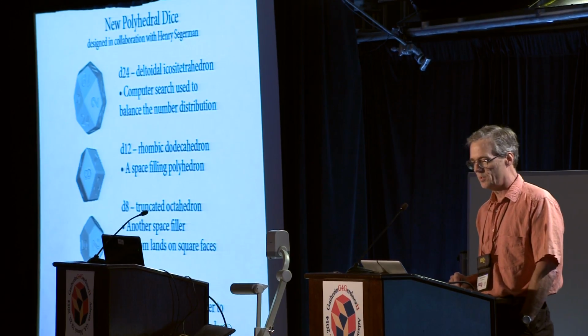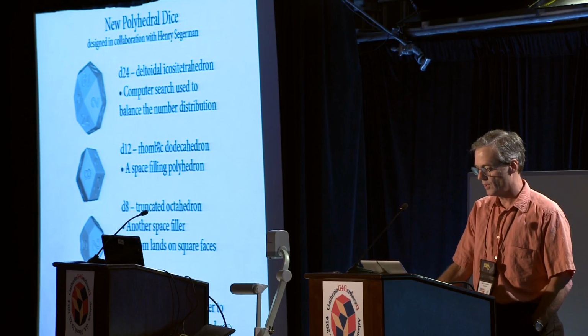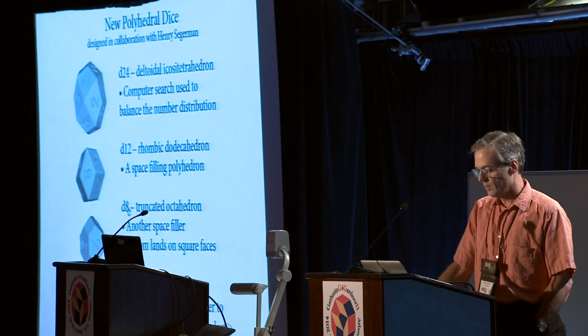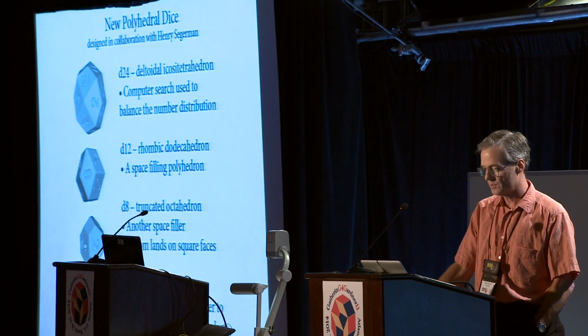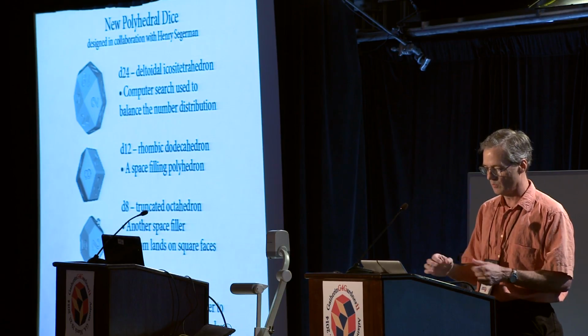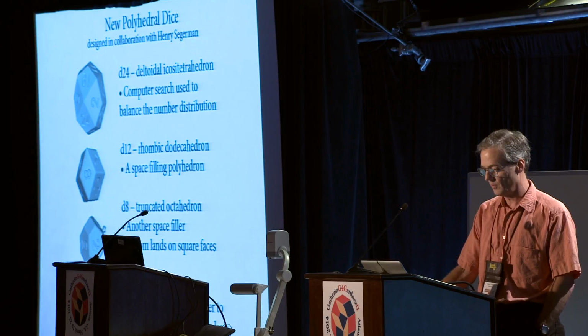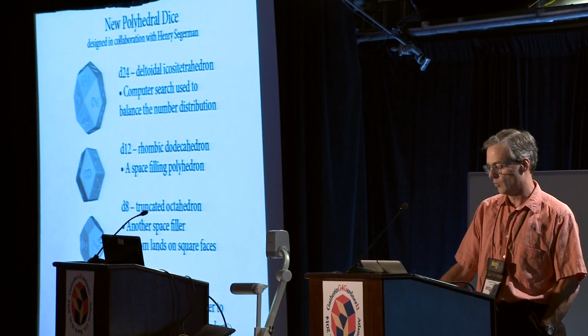There's 4 more, a deltoidal D24, a rhombic dodecahedron. This is a space filler, which is kind of fun. There's also a truncated octahedron. Numbers are only on hexagons. So all of these are basically isohedra as far as the numbered faces go, so they should be fair, of course. This can land on a square with a prototype that happens about 1% of the time.